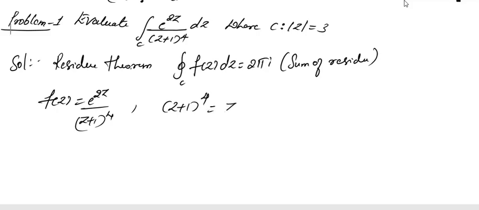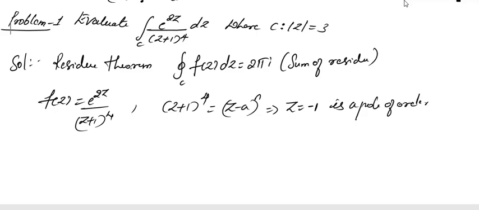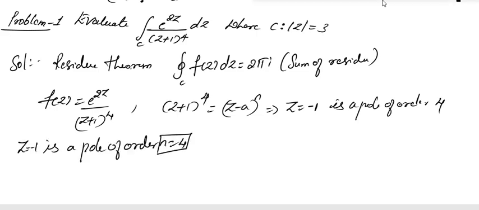Usually our standard form is z minus a whole power n. So on identification, you can clearly say z is equal to minus 1 is a pole of order, see the degree of that denominator term, which is 4. So z is equal to minus 1 is a pole of order n is equal to 4.